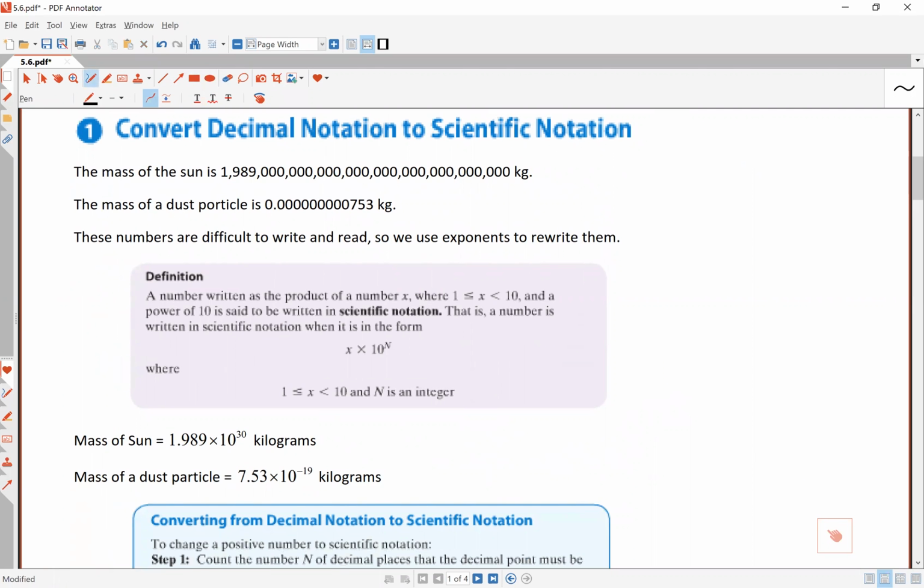The reasoning behind the need for scientific notation is when you look at very large objects like the sun, its mass is such a large number that it's so cumbersome to write down. So we like to write it in a better way, and that is scientific notation. If you look at something that's extremely small, like the mass of a dust particle, that number is so small that it's so cumbersome to write down, we need another way to express that number, and we use scientific notation.